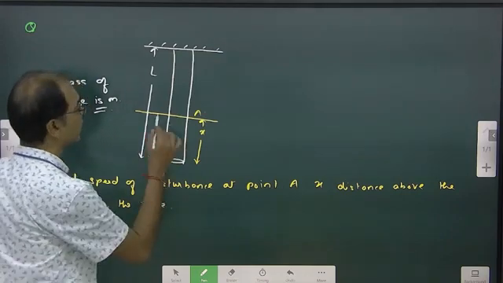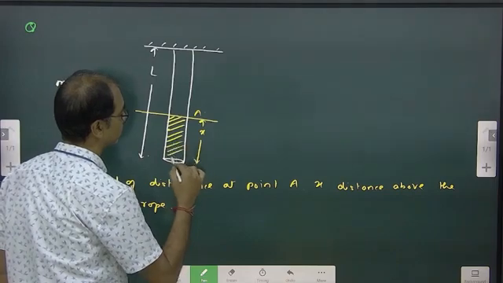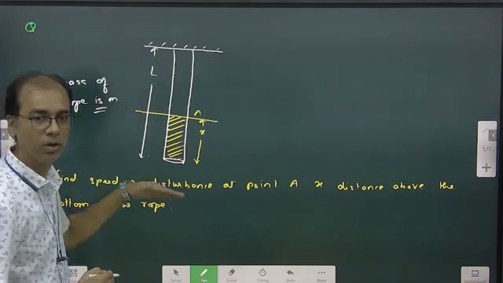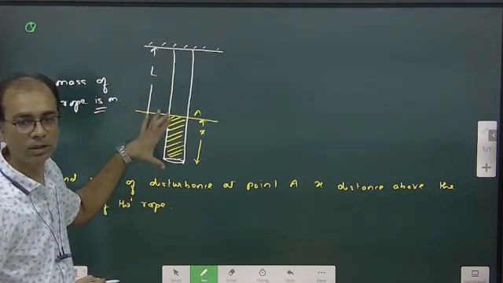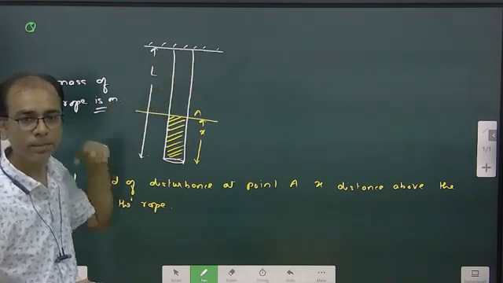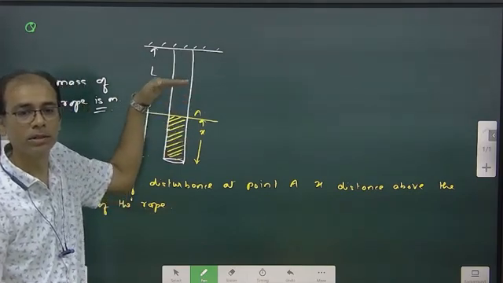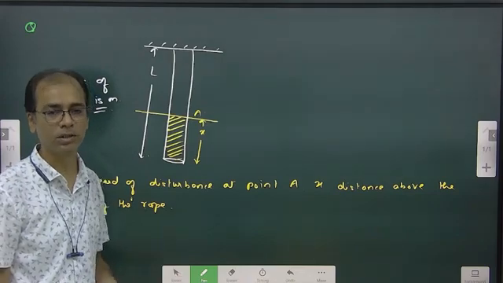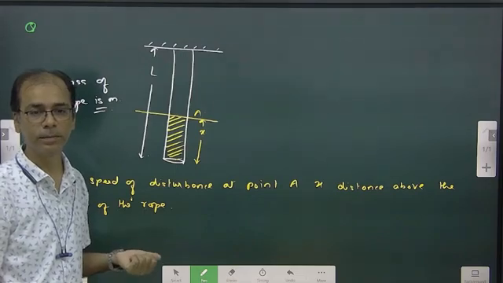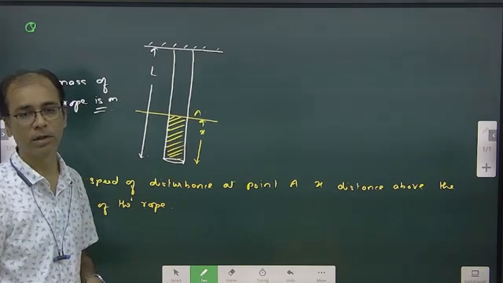Reason? Because here tension will be due to the weight of below portion. So at this point tension will be due to weight of below portion. And the weight of below portion will not be same when you talk about another point. So at every point, the weight of below portion is changing. Since weight of below portion is changing, tension is different. And if tension is different, speed is different. So every point, speed is different.